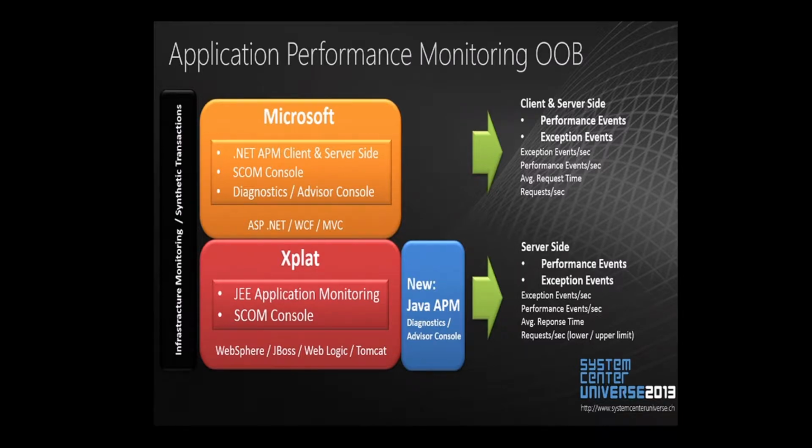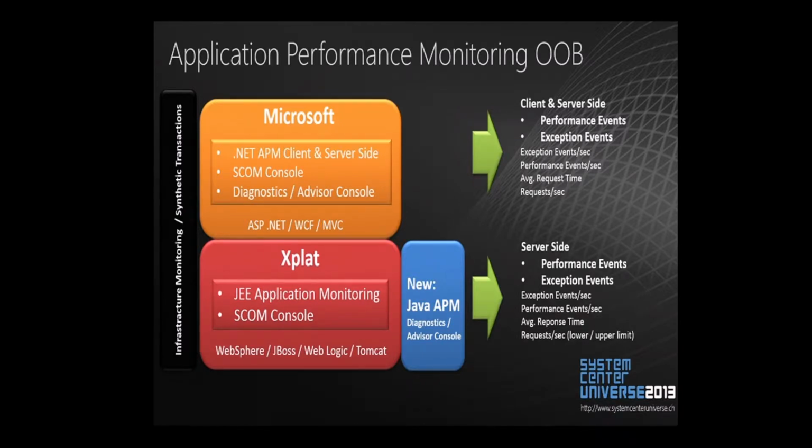Yeah, of course. In SCOM 2012, Microsoft integrated AVIcode into SCOM, and then we were able to monitor .NET applications for performance and exception events. We also got a new console, the Diagnostics and Advisor console. And there we could dive very deep into the code. For example, if we got some exception, we could see the binaries and on which line the error occurred. Or if we had some performance issues, we could see which SQL query was slow and so on. That was on the .NET APM side.